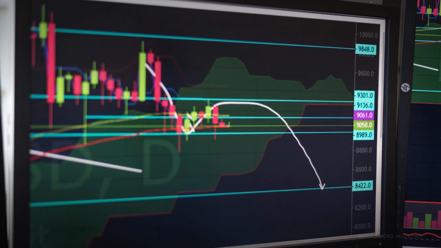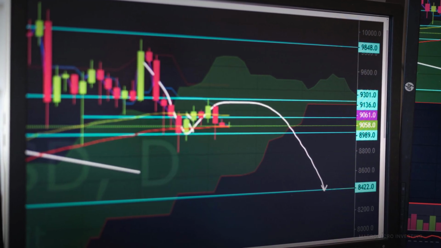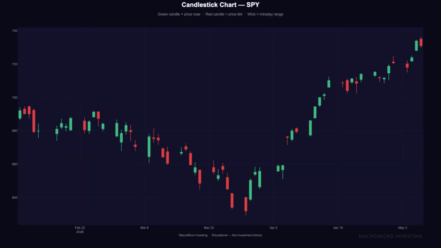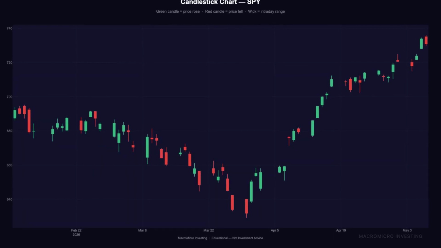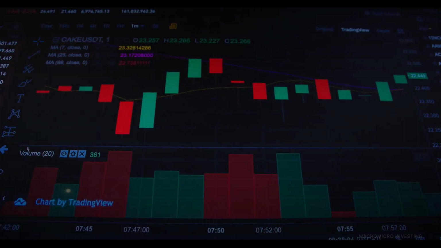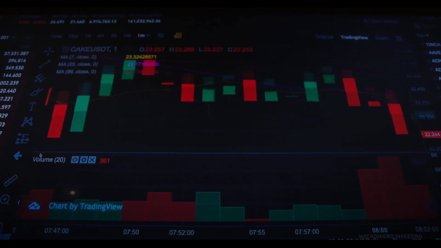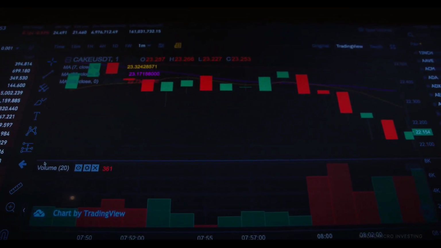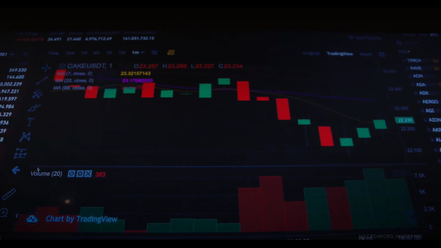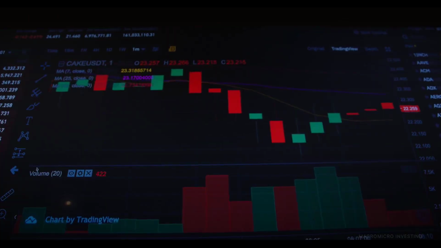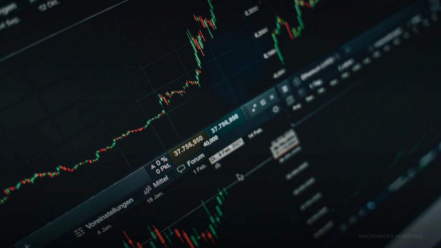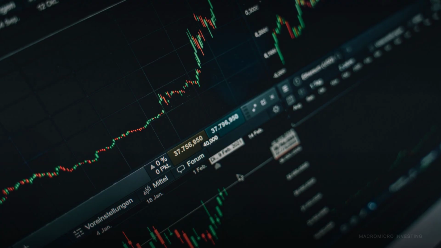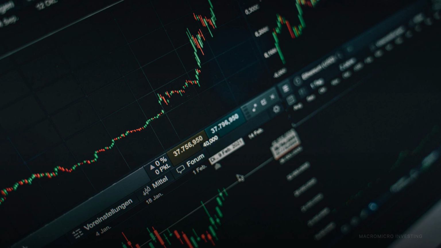So a candle with a large green body and tiny wicks means buyers dominated from open to close, almost no contest. A candle with a tiny body and massive wicks means price whipped in both directions but ended up almost where it started, indecision or a battle between buyers and sellers that nobody clearly won. That's the foundation. Now let's look at what happens when candles form specific shapes and patterns.